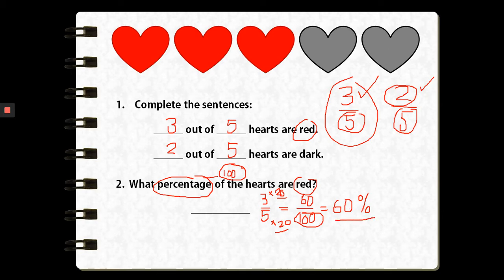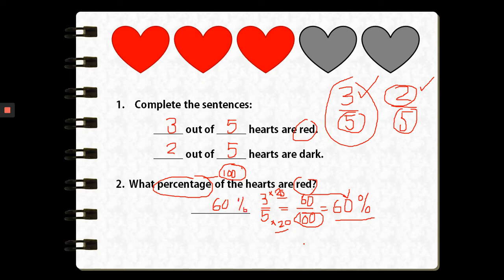So in short, to make a fraction whose denominator is 100, you just copy the numerator, and then add the percent sign. So 60 out of 100 is equal to 60% in percentage, right? So our answer is 60%.